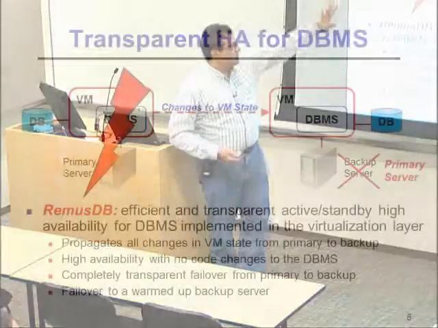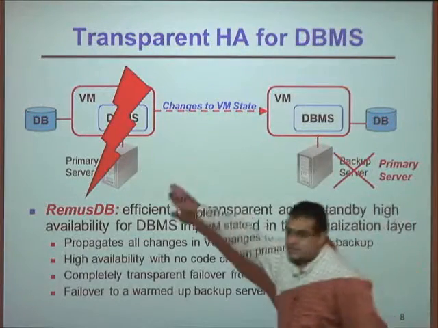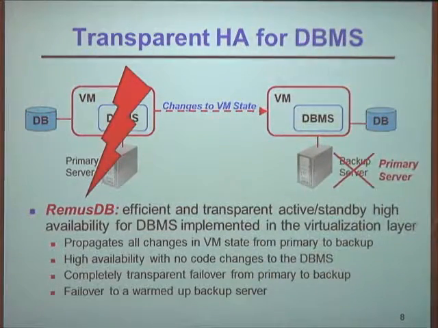so that when the primary fails, the backup can take over as primary. But now it takes over with a warmed up buffer pool, and clients get failed over automatically to the backup. And this all happens with no code changes to the database system.